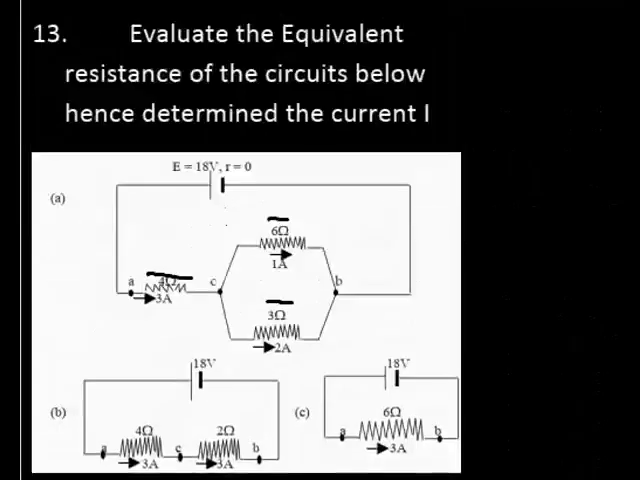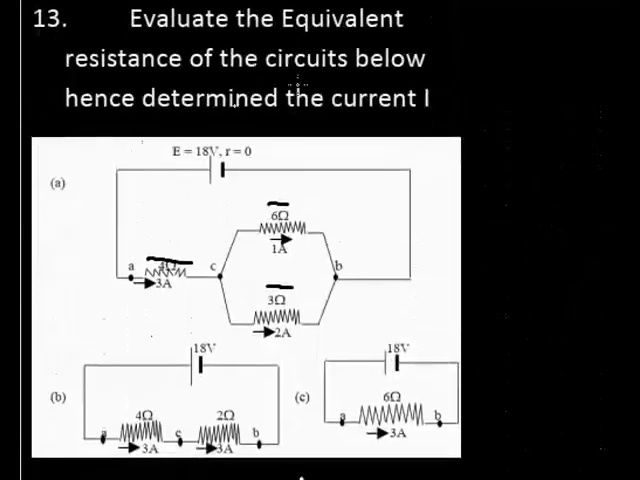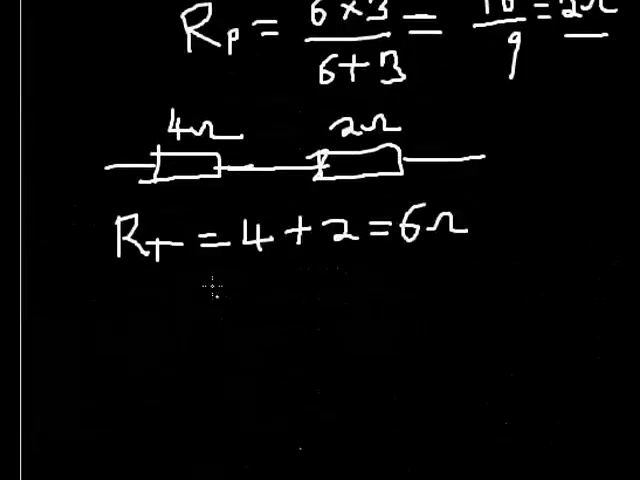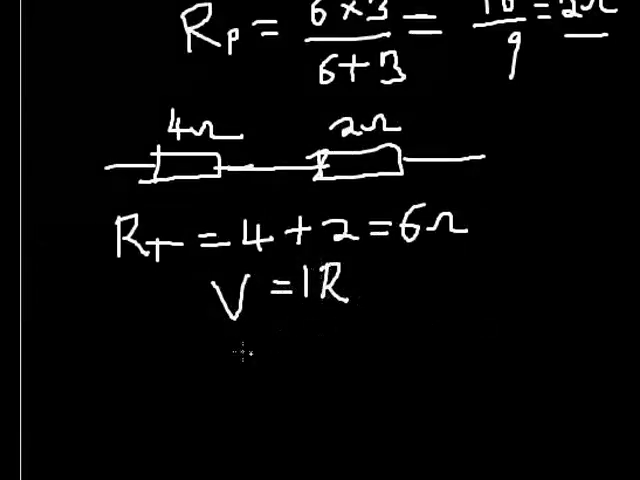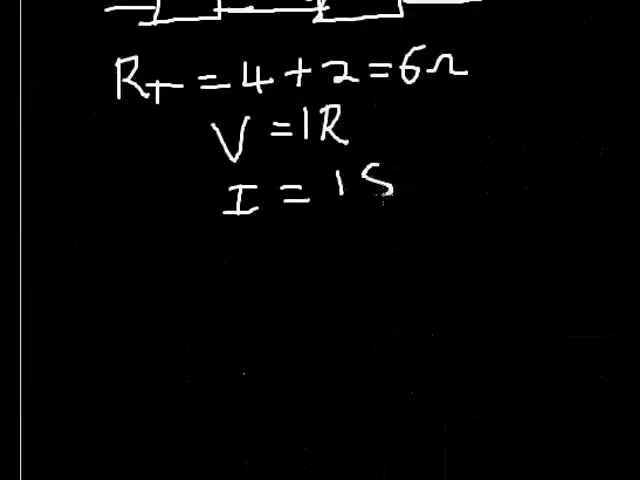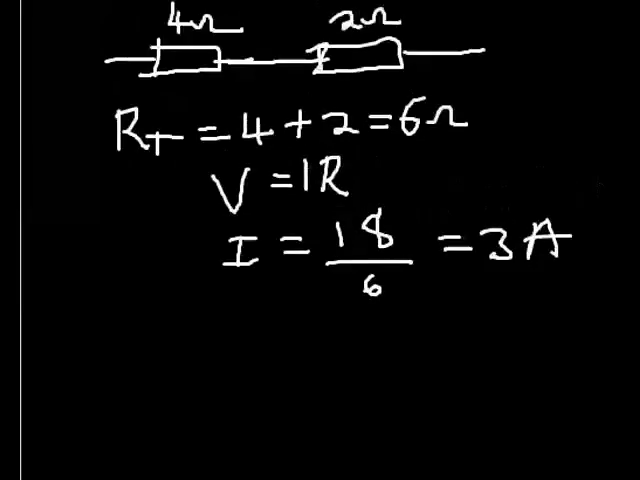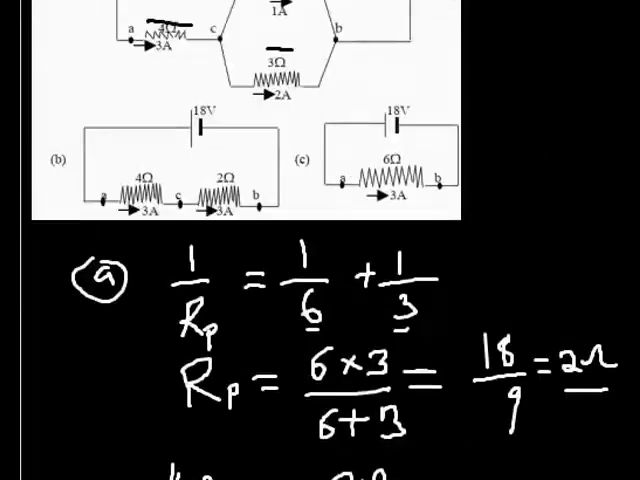All right, 6 ohm. That is the 4A part. Now remember the question is evaluate the equivalent resistance, and of course the current. So how do we evaluate the current? Remember from Ohm's law, V is equal to IR, so I is equal to V over R. The voltage is 18, so that's 18 divided by 6, which should be 3 ampere.